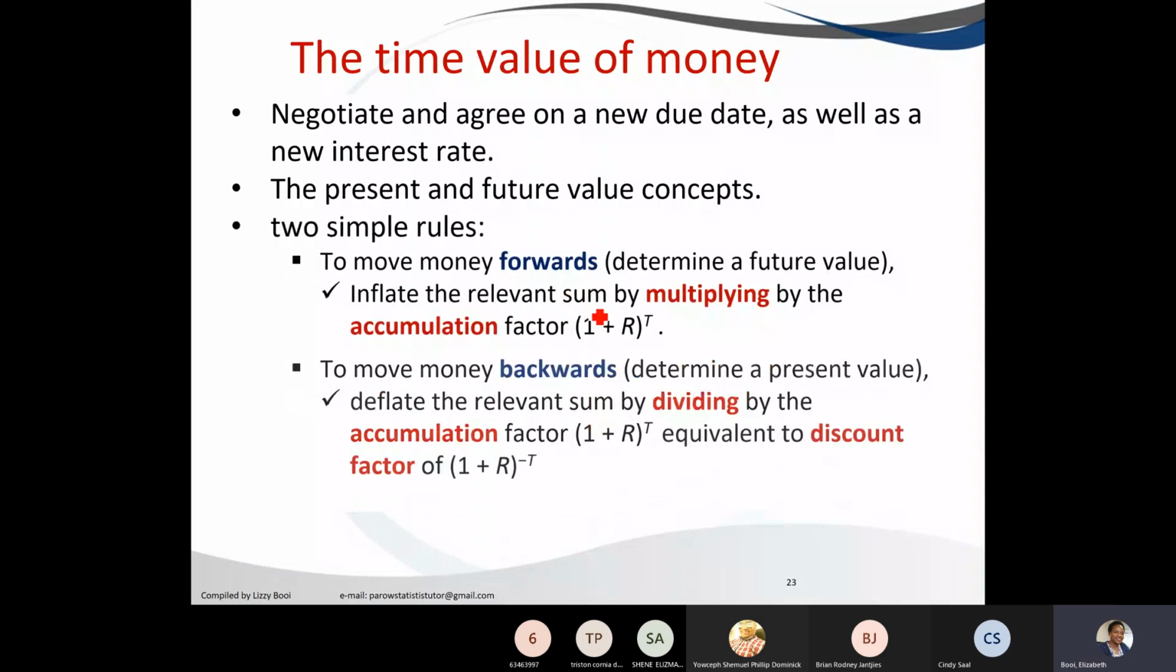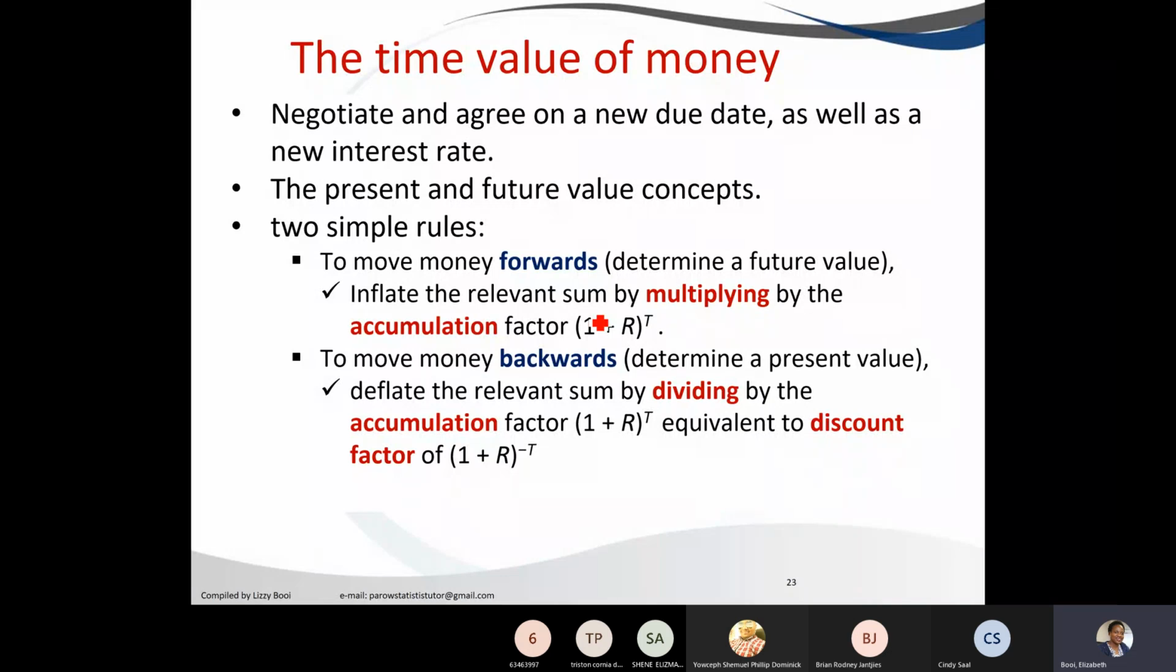And when we move money forward, we use the same accumulation factor, which is 1 plus r to the power t. But when we move the money backwards, if we want to settle early, then the t will be minus t at the top, or we can divide by the accumulation factor, which means we take our P and divide it by 1 plus r to the power t.